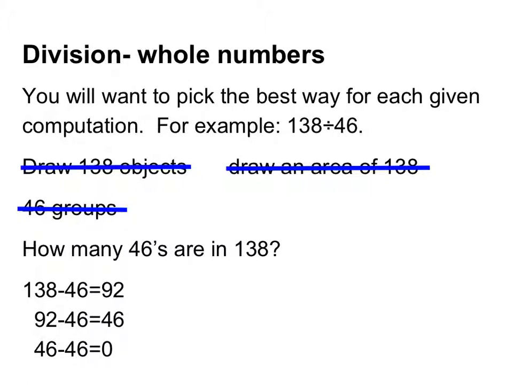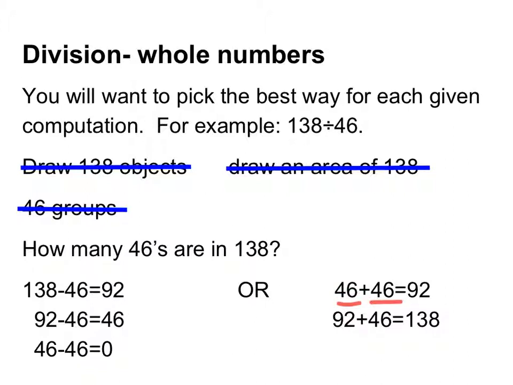So I need to keep track of how many times I subtracted 46. So here was a minus 46, here was a minus 46, here was a minus 46. So I subtracted 46 3 times. Or if I'm thinking of the addition, 46 plus 46 is 92. 92 plus 46 is 138. So I added 46 3 times. So either of these methods are going to tell you that there are 3 46s inside of 138, which means 138 divided by 46 is equal to 3.